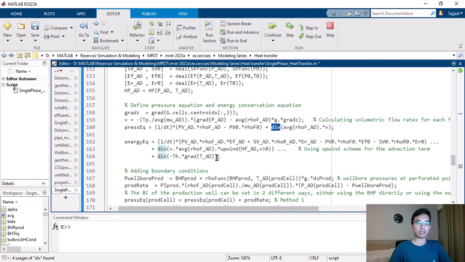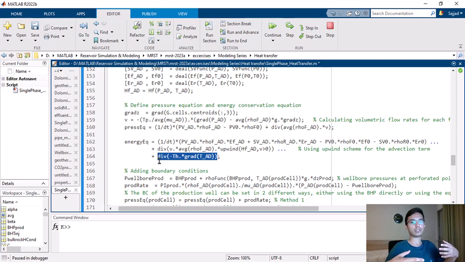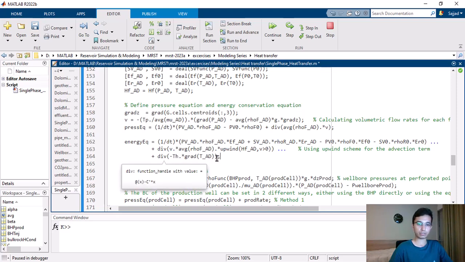And for this energy conservation equation, we also have the diffusion term, which for the energy conservation equation we usually call the conduction term, all right? So we didn't have diffusion for the pressure equation, but we have it for the energy conservation equation, because we have a temperature gradient in the porous medium, and that temperature gradient results in heat flow and heat transfer, and we need to consider that in porous media.